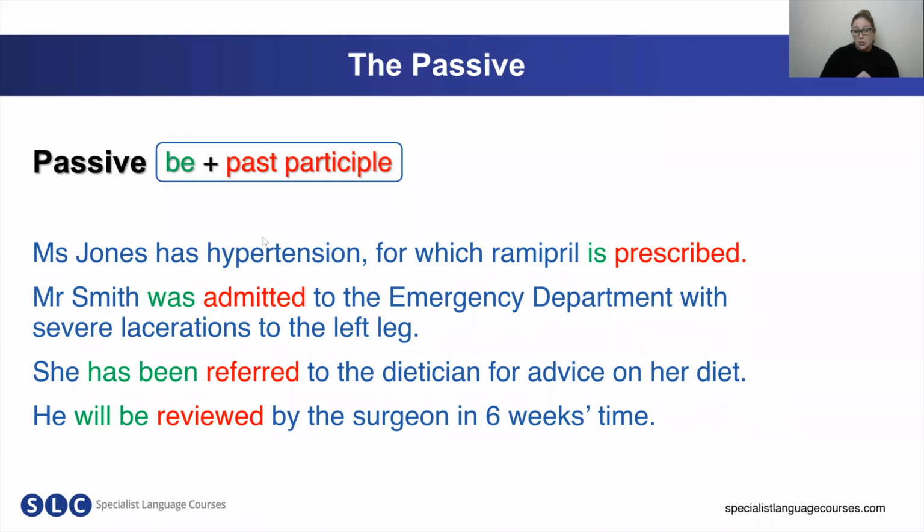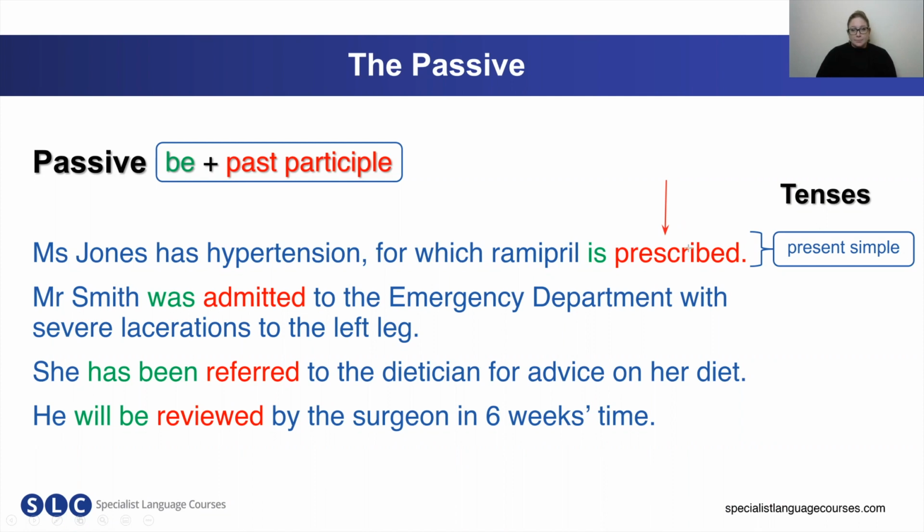Ms. Jones has hypertension for which ramipril is prescribed. Here you can see the verb to be is in present simple, is, and the action verb is still in past participle form. This always stays the same, it never changes. We simply put the verb to be into present simple because it's something that's always true. This person has got this medication and they're taking it all the time.